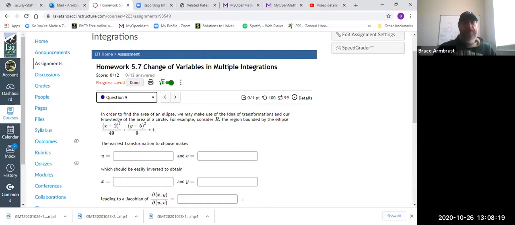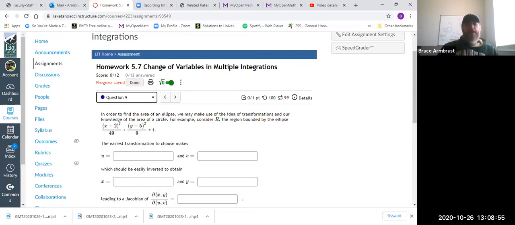Okay, so this one says, in order to find the area in an ellipse, we may make use of the idea of transformations and our knowledge of the area of a circle. So for example, consider R being the region bounded by this ellipse. Hopefully you recognize that's an ellipse. It's centered at x equals 2, y equals 5. And then it goes left and right a distance of 7 and up and down a distance of 3, right? So it says the easiest transformation to choose makes u equal and v equal what?